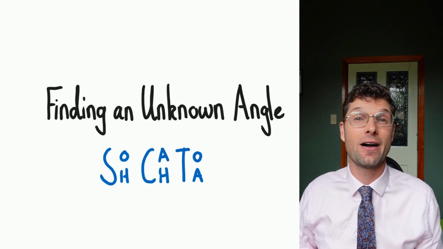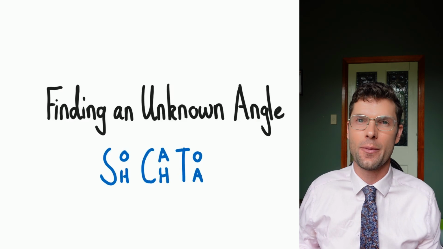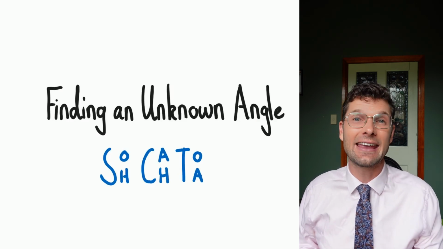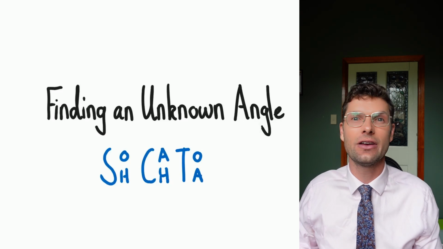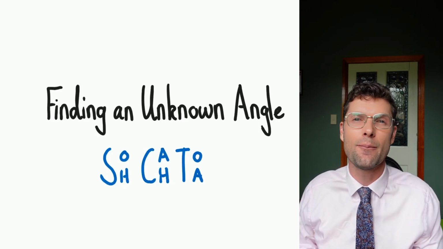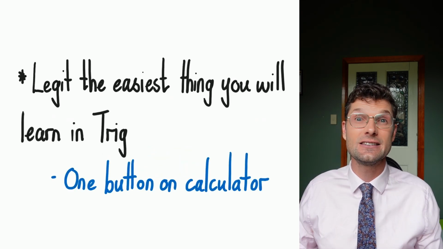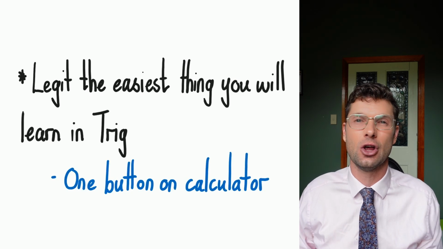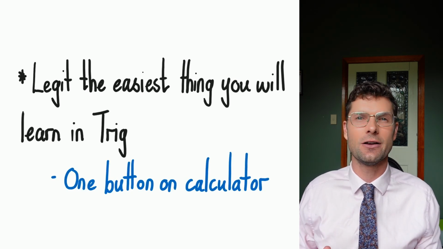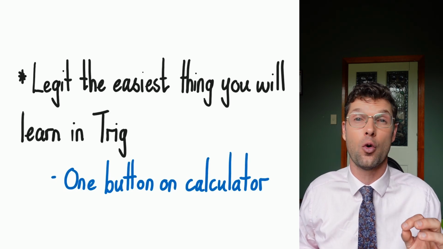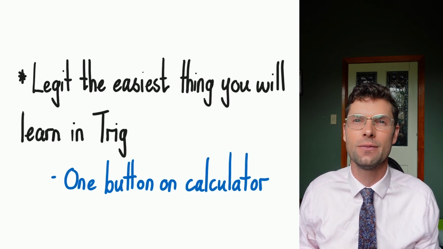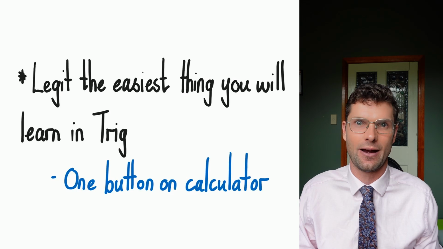Today we're going to learn how to find an unknown angle using trigonometry in a right angle. Again, we're going to use SOHCAHTOA quite heavily, so labeling angles and picking the right ratios are the number one skill to get this correct. This is legitimately the easiest skill you will learn in trigonometry. There is one button on the calculator that you need to learn, and that's it. The calculator will do all the mathematical processing for you. You just have to put in the correct information.